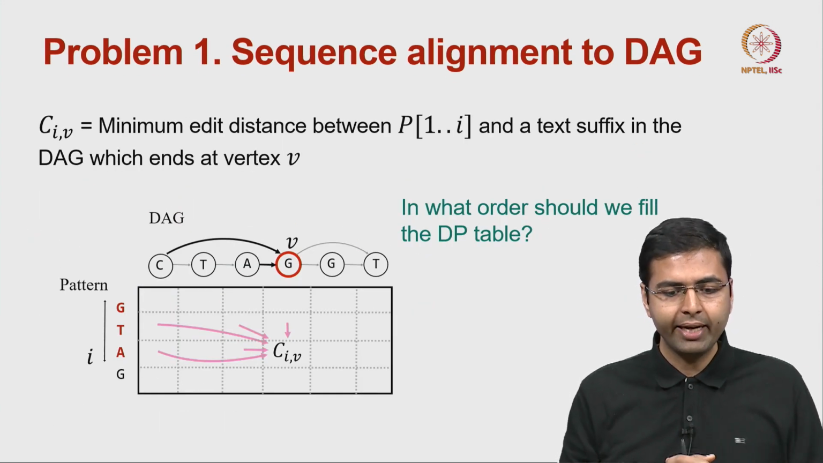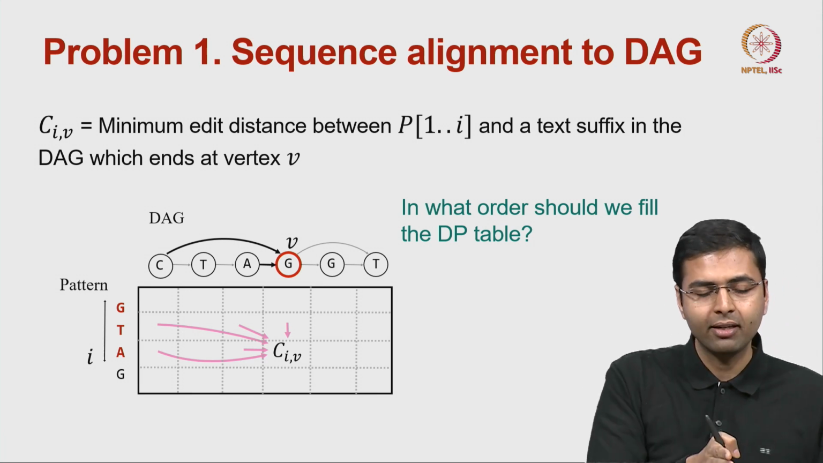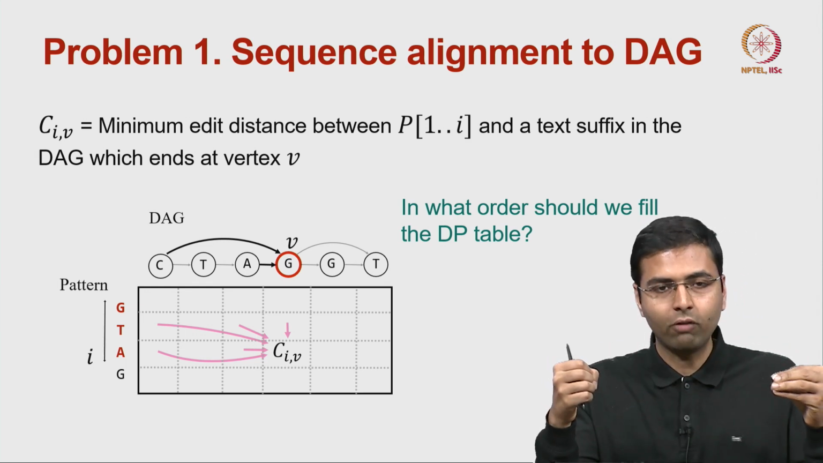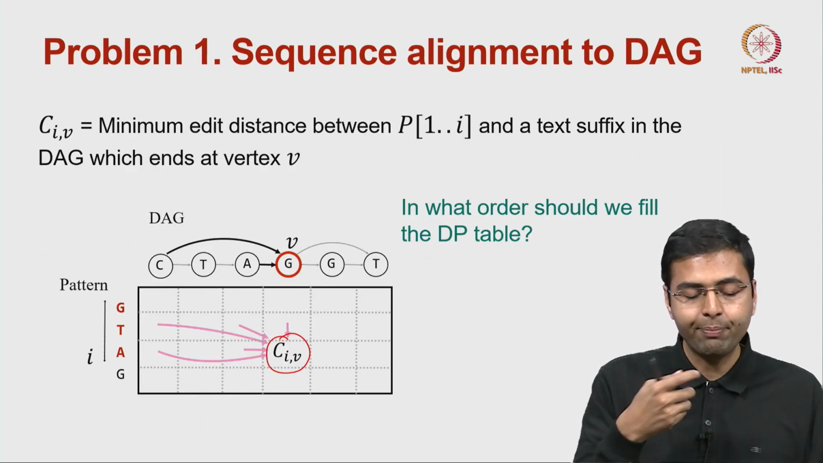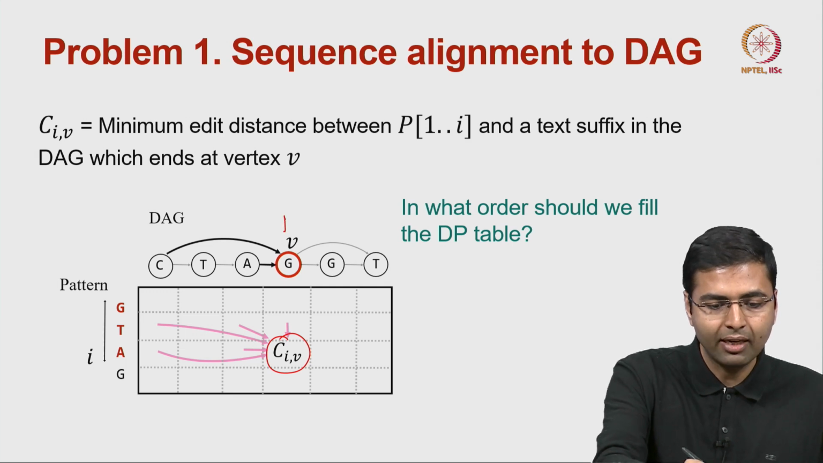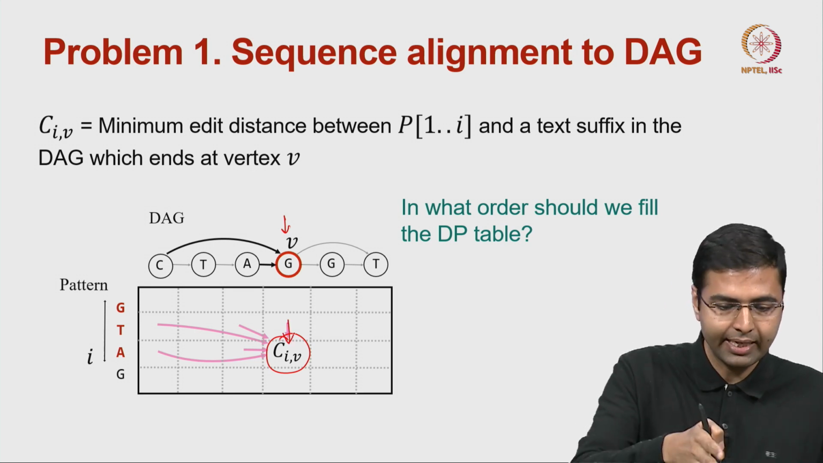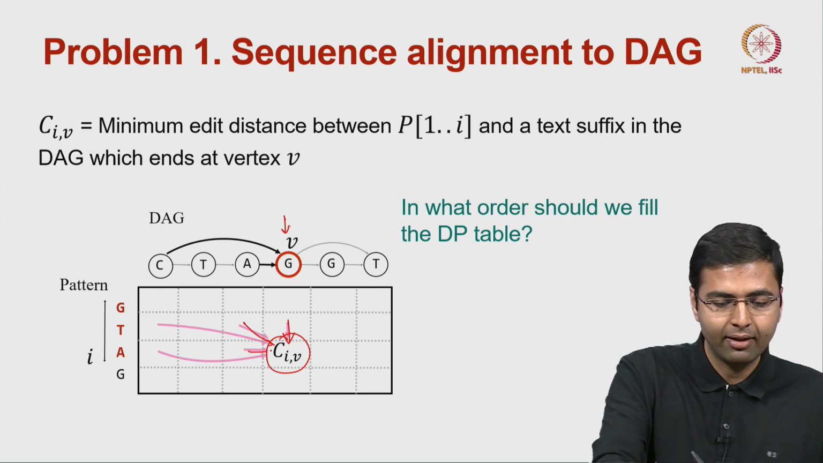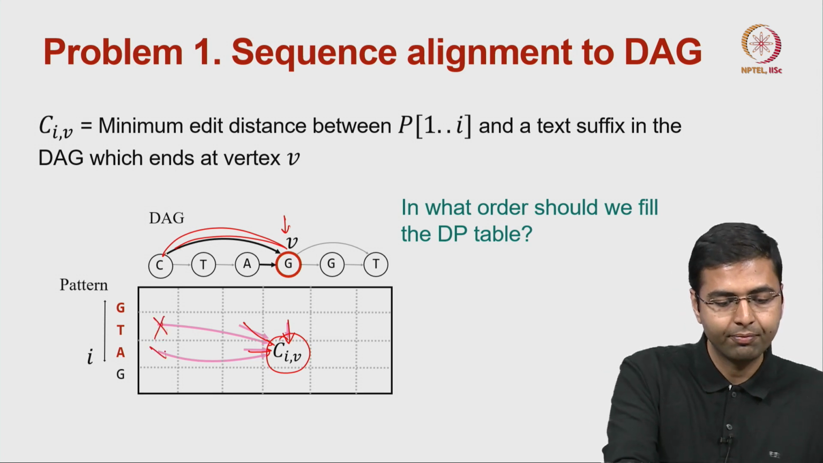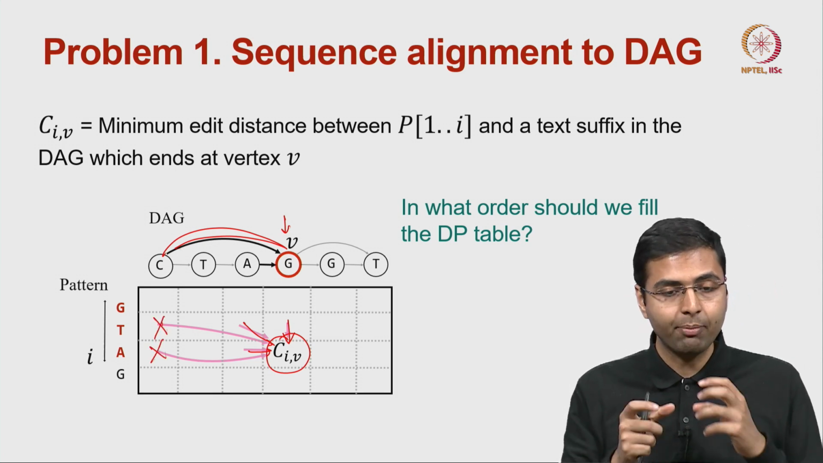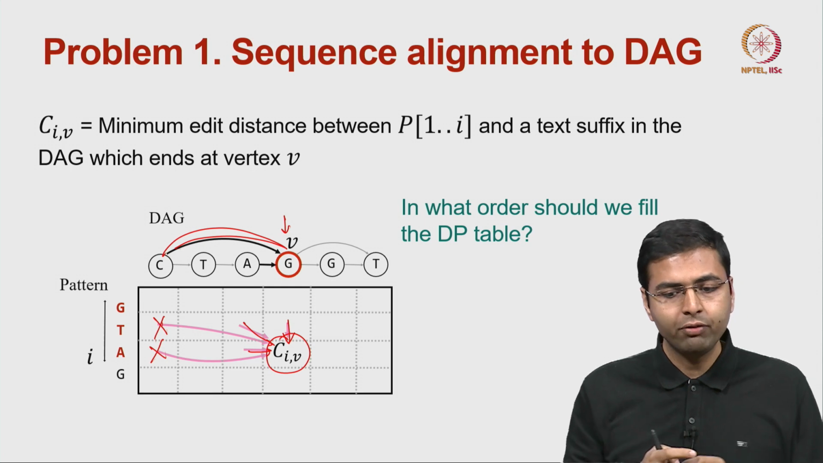Given this recursion, if you see this dynamic programming table, on one axis you have the pattern and on the top axis you have all the vertices of the DAG. While solving for C[i,v], from this recursion we have the following dependencies. For this vertex the in-degree is 2, so accordingly it depends on the top cell, then the diagonal left cell, and also, because of this incoming edge here, it depends on these cells. That is the dependency structure determined by the topology of the DAG. Okay, so now in what order should we fill this dynamic programming table?